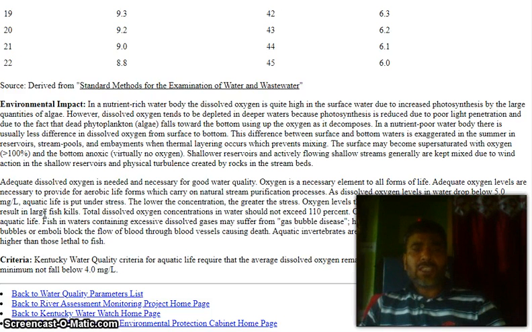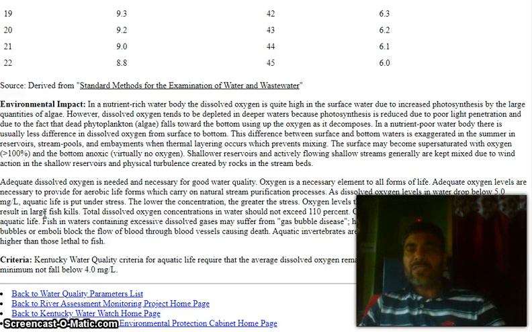Adequate dissolved oxygen is necessary for good water quality. This is very important. Think about it. Oxygen is a necessary element for all forms of life. Adequate oxygen levels are necessary to provide for aerobic life forms which carry on the natural stream purification process. As dissolved oxygen levels in water drop below 5 milligrams per liter, aquatic life is put under stress. The lower the concentration, the greater the stress.